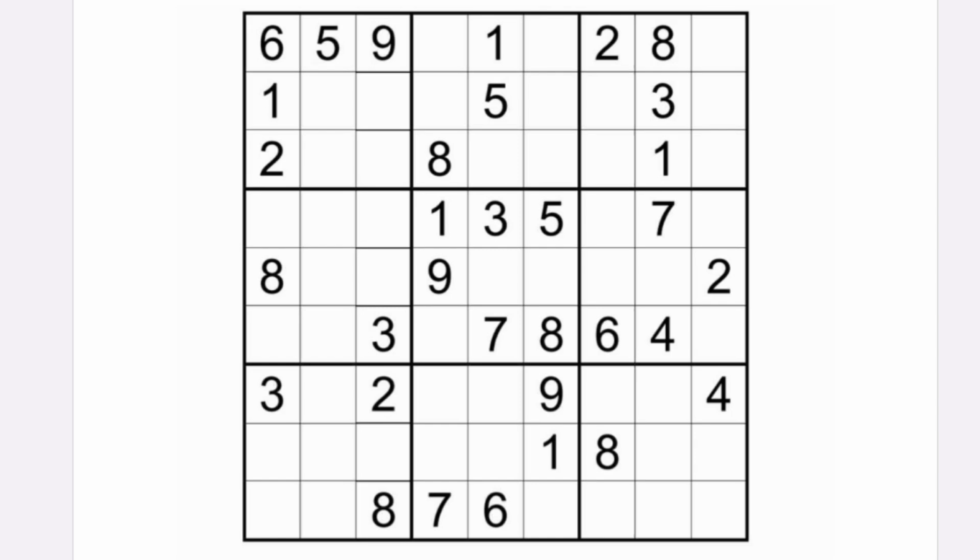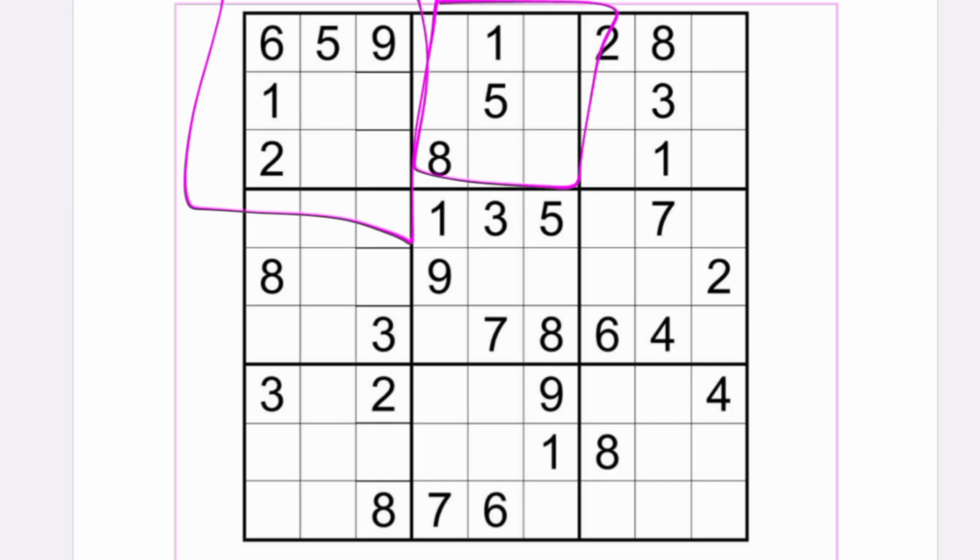Sudoku puzzles consist of a 9 by 9 grid divided into 3 by 3 subgrids. The goal is to fill in the empty squares with numbers from 1 to 9, so we must follow the rules. Each row must contain all the numbers from 1 to 9. As we can see, every subgrid has missing numbers, so we need to fill those numbers.